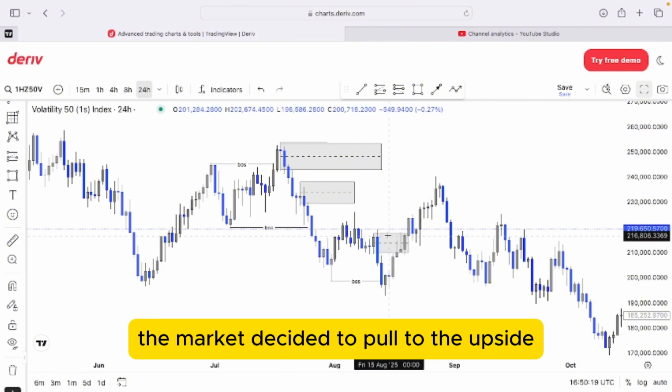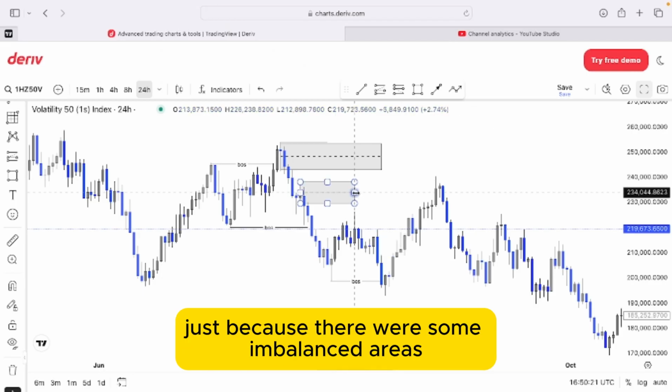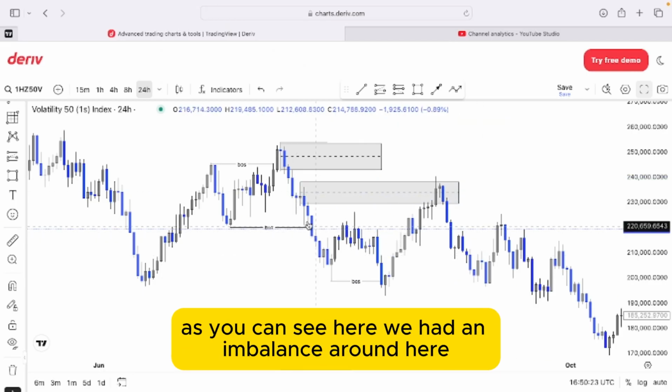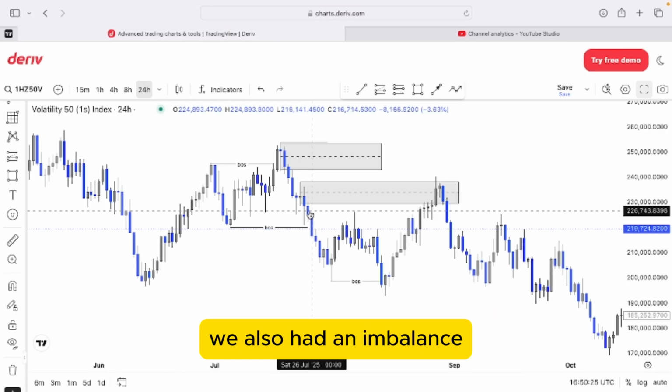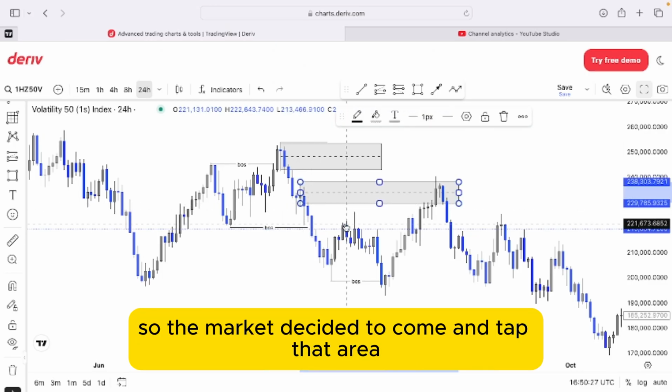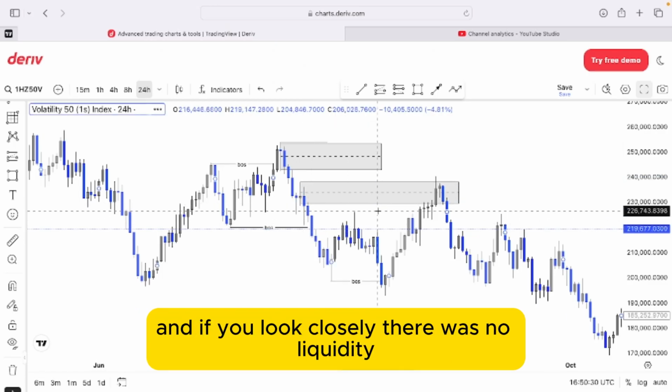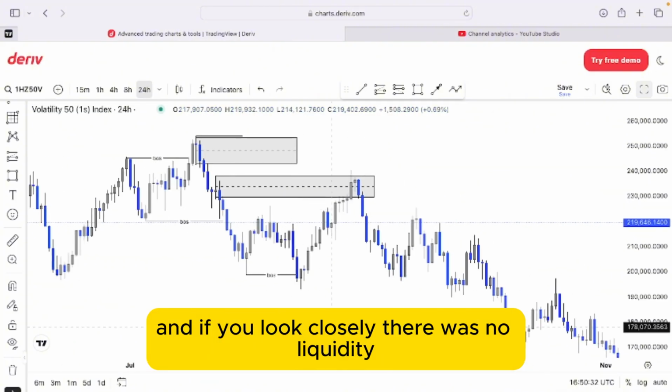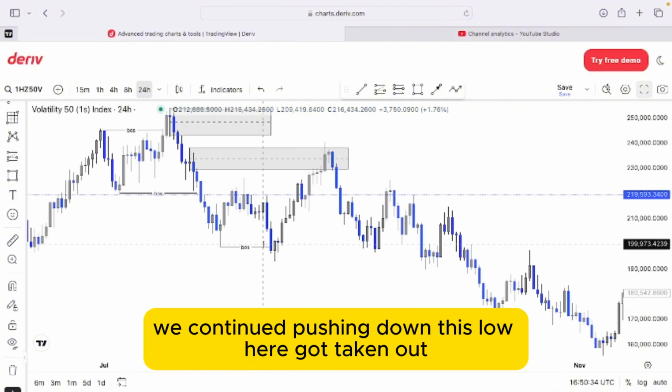The market decided to pull to the upside just because there were some imbalanced areas. As you can see here, we had an imbalance. Around here we also had an imbalance, so the market decided to come and tap that area. And if you look closely, there was no liquidity. So as you can see, we continued pushing down.